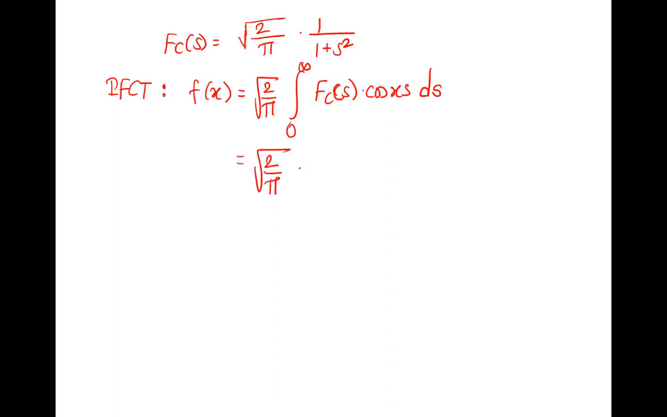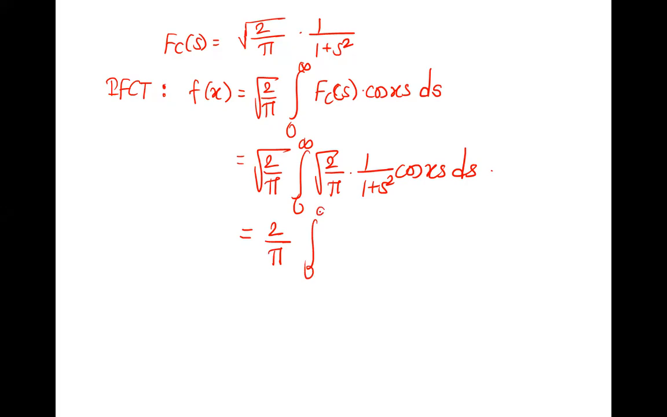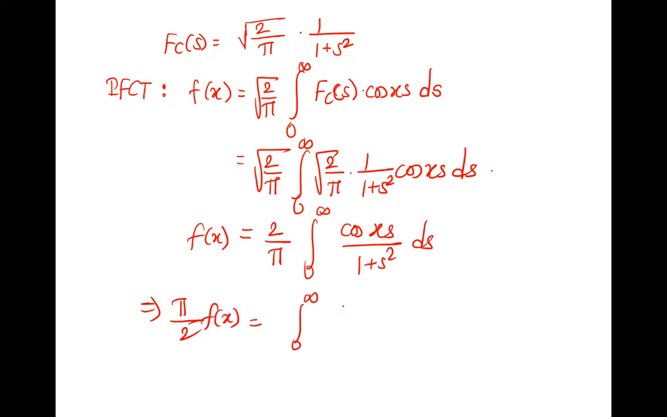Root 2 by pi, limits 0 to infinity. FCS is root 2 by pi, 1 upon 1 plus s square, cos sx ds. That root 2 by pi times root 2 by pi becomes 2 by pi. So the integral of cos xs upon 1 plus s square ds. Here that pi by 2 will go to the other side and multiply with this, where the integral is as it is.